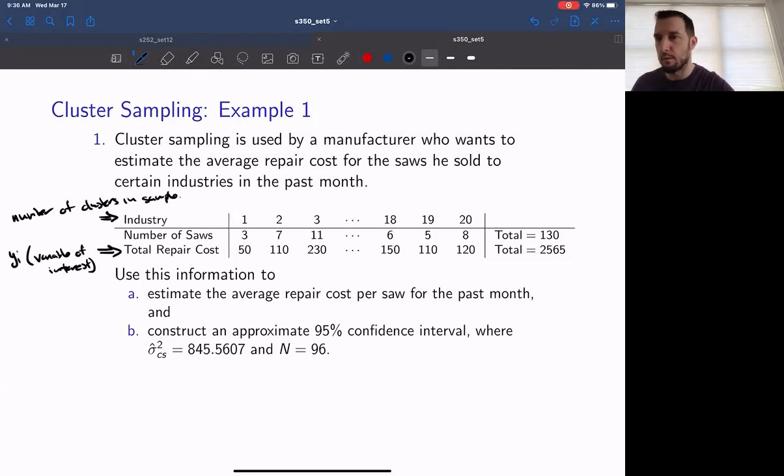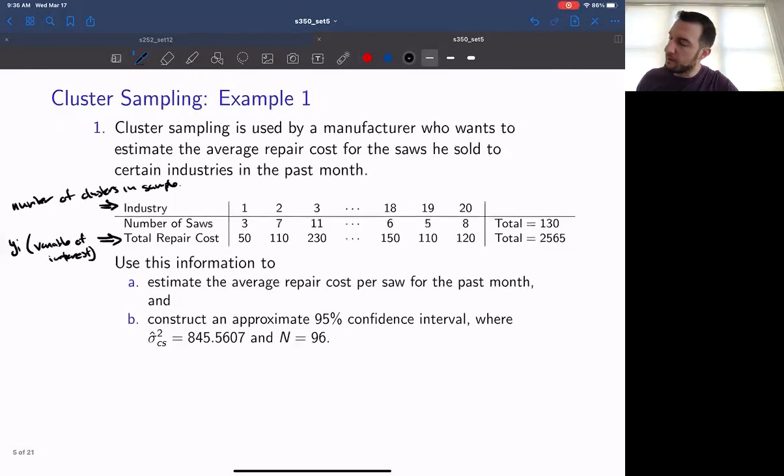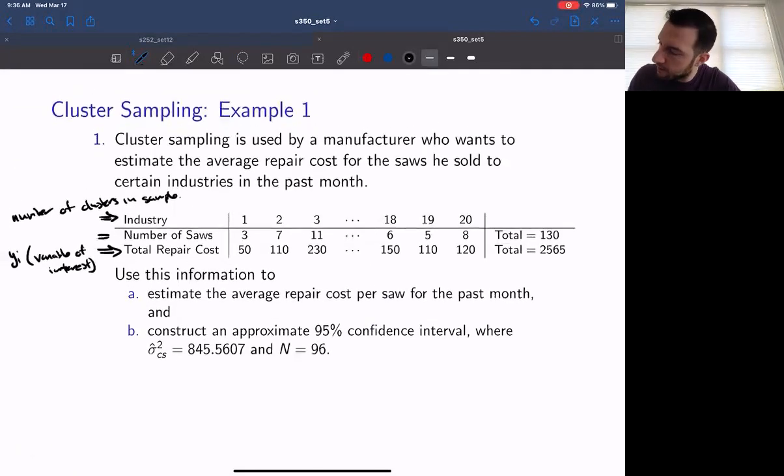Okay, we'll talk about that a little bit more once we get there, but the idea is we sampled 20 from 96 industries. The number of saws is going to be the units sold to each cluster, so this is the M subscript i. From the initial declaration, we have little n equal to 20. We have little m equal to 130, because in the table we're told the total number of saws sold is 130.